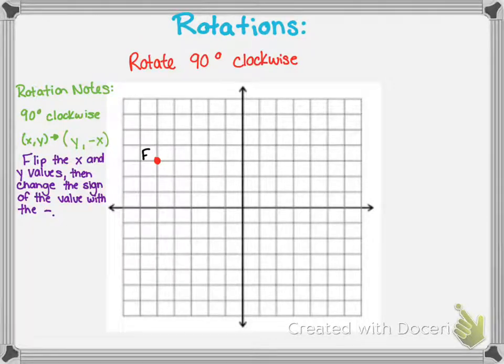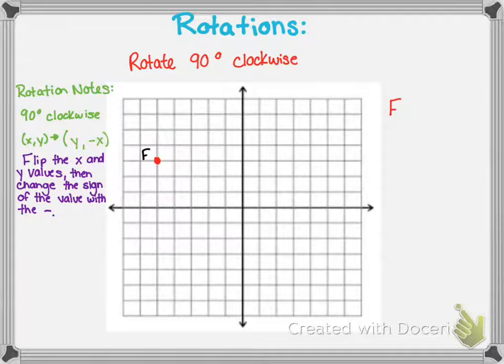Alright, so we are working with rotations where we're being asked to find the new coordinate after a rotation of 90 degrees clockwise. So before we even get into the rotation notes, we're going to go ahead and figure out where we are starting. So we're using point F, so I'm going to write out the original point.